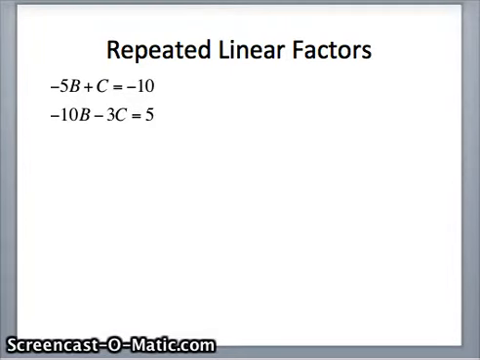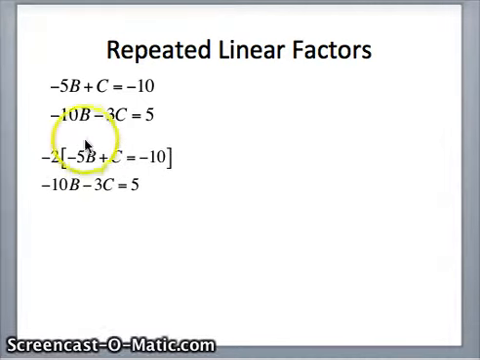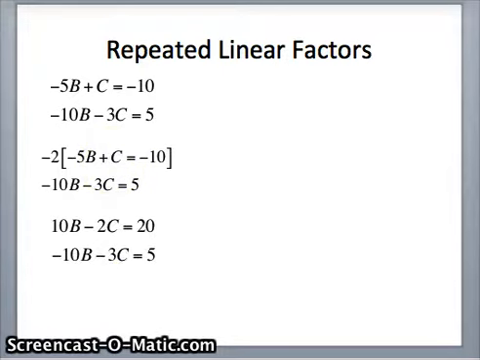Now how do we want to do this? Well, I think the simplest strategy is to go ahead and eliminate one of the variables. So you'll notice this is negative 10b, that's negative 5b. If I can turn negative 5b into positive 10b, the b's will cancel when we add the equations together. So negative 2 times negative 5b is positive 10b. Negative 2 times c is negative 2c. Negative 2 times negative 10 is 20.